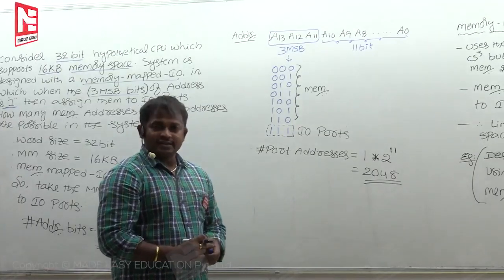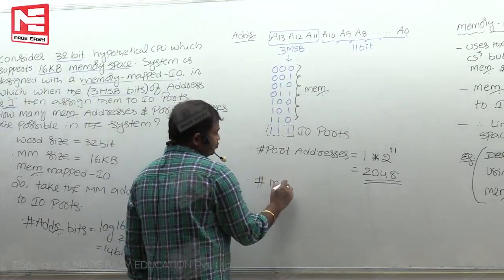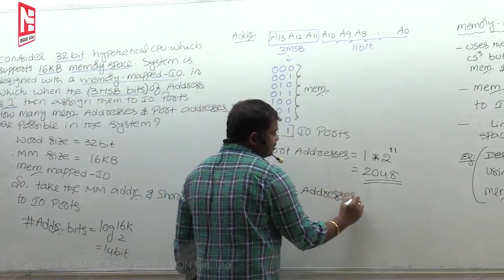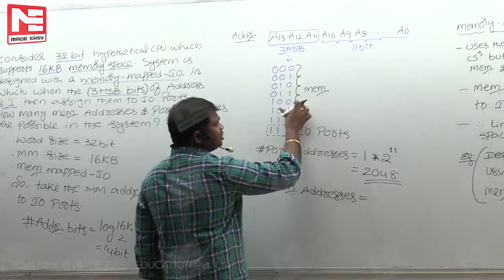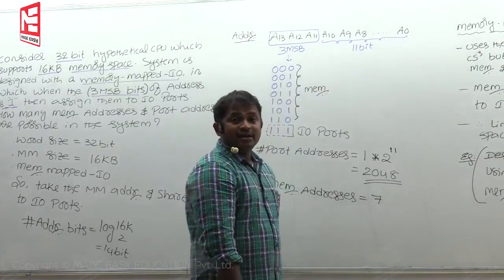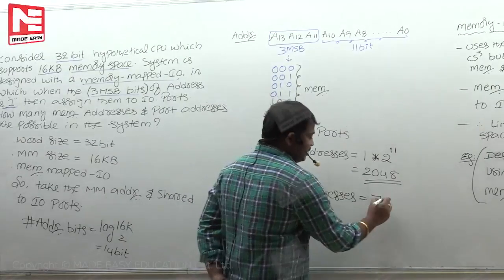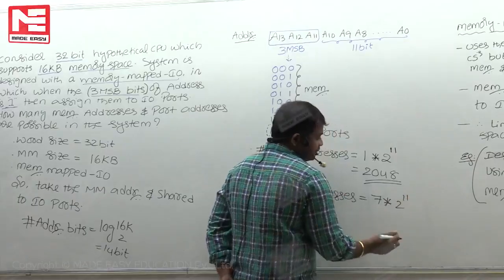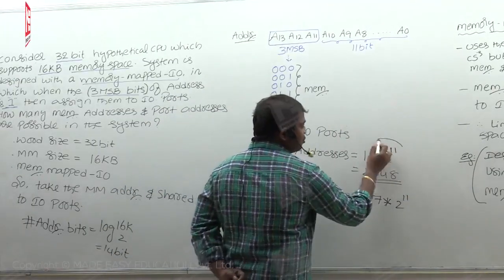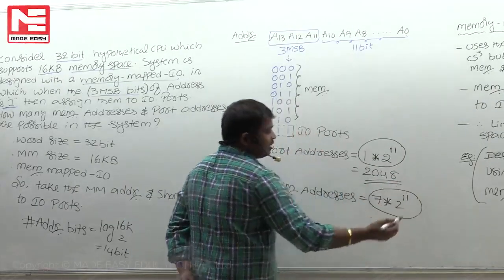2048 port addresses are present in the system. Then the number of memory addresses present in the system is based on the first 3 bits: 7 combinations are there to design the memory addresses. Every combination is associated with the remaining 11 bits, that means 2 to the power of 11 combinations. Number of port addresses are 1 into 2 power 11. Number of memory addresses are 7 into 2 power 11.